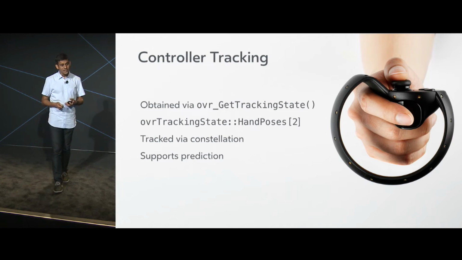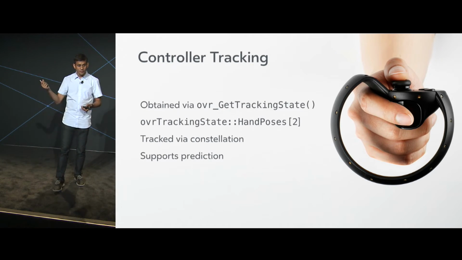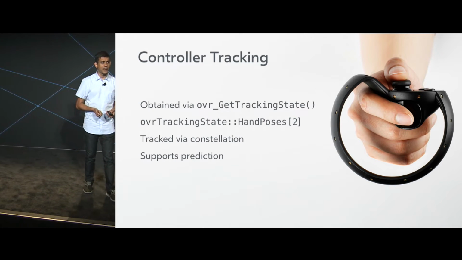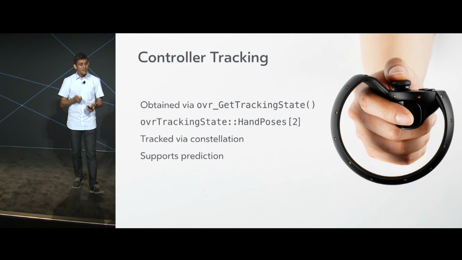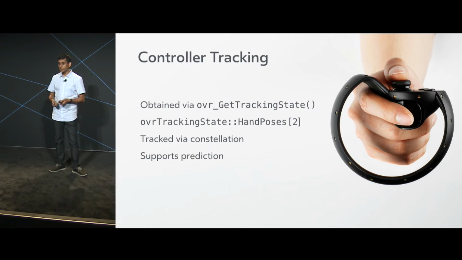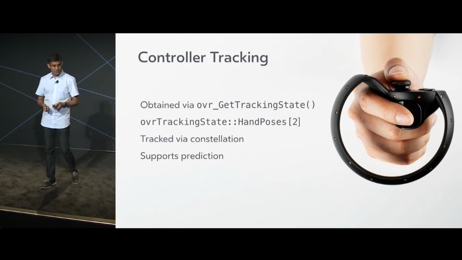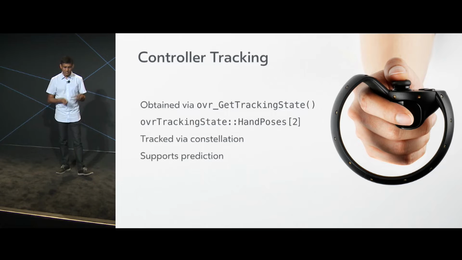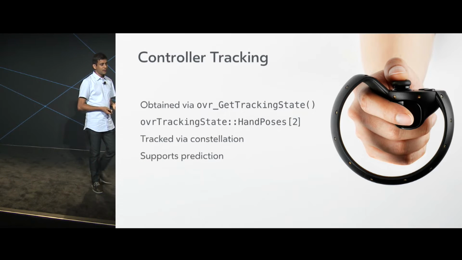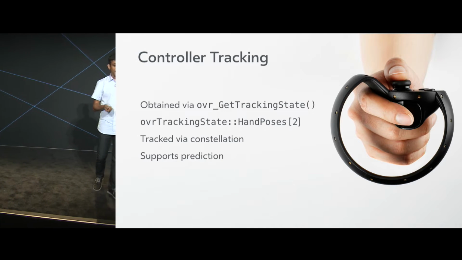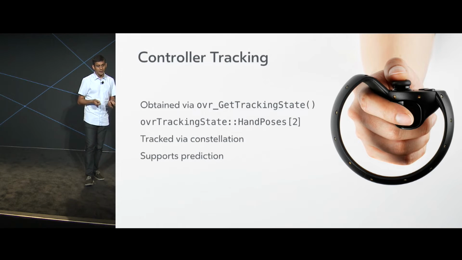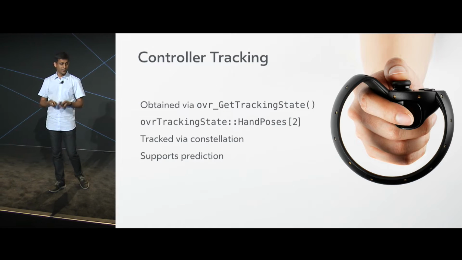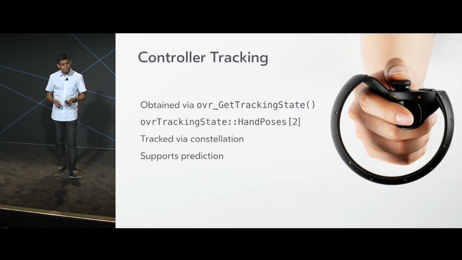To get the tracking state of the controller, where it's positioned in space and how it's oriented, we use the same get tracking state function that we use for our headset. We've added a hand poses member variable to this tracking state structure that gives you the left and right hands' position, just like it would give you the headset position. We use the same constellation system to track the controllers, and this allows us to use the same feature set that we have for the headset, like it supports things like prediction and so on.